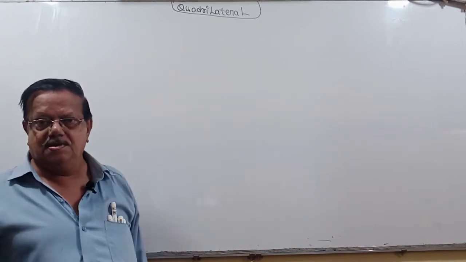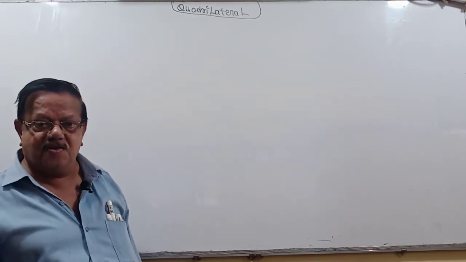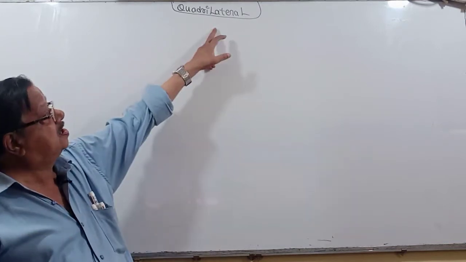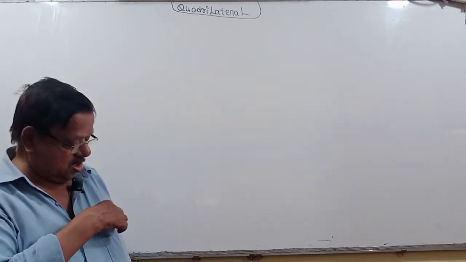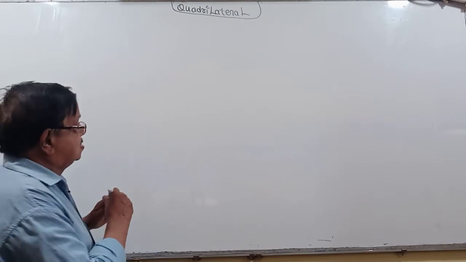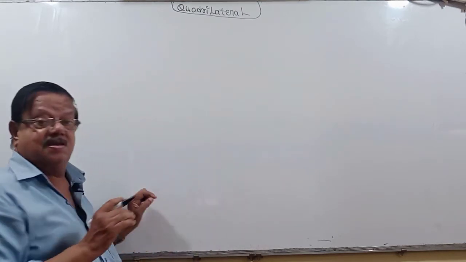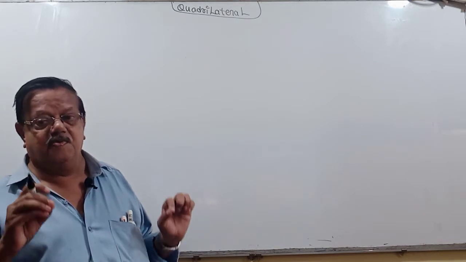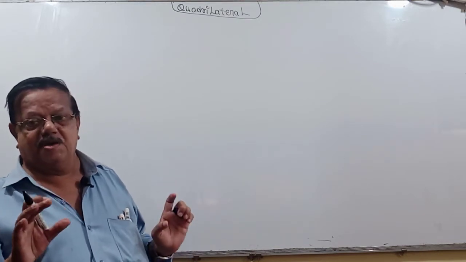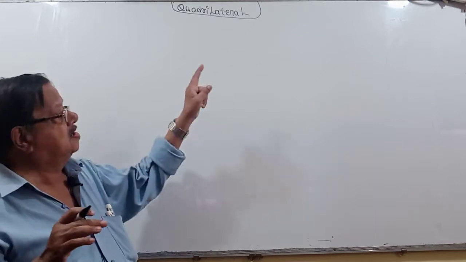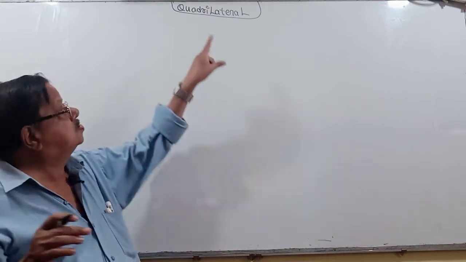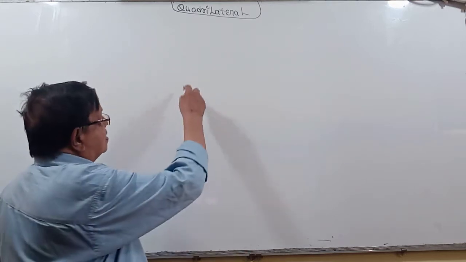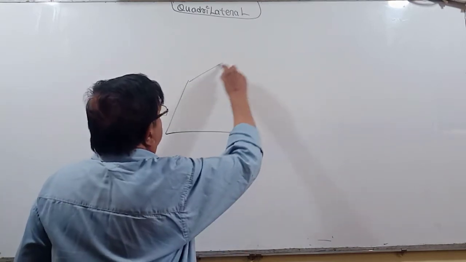Quadrilateral. Quadri means four-sided. A four-sided figure is called a quadrilateral. Tri meaning three, Quadri meaning four, Penta meaning 5, hexa meaning 6. So this is a quadrilateral, meaning a four-sided figure.